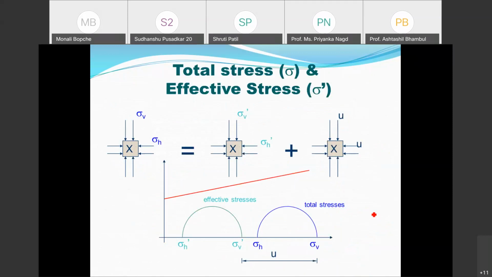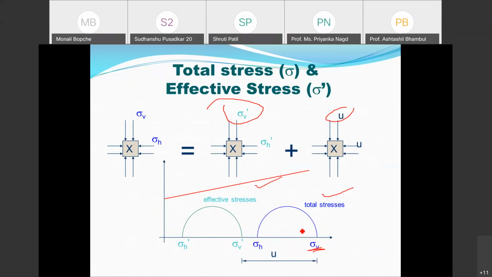In this case also, I have to understand total and effective stress. Already I told you what effective stress and total stress are. Effective stress sigma dash is equal to sigma minus u. So if you know the pore water pressure, you can find out the effective stress. If I draw a Mohr circle diagram for effective stress and total stress, see the sigma v, which is the vertical stress, the total stress.